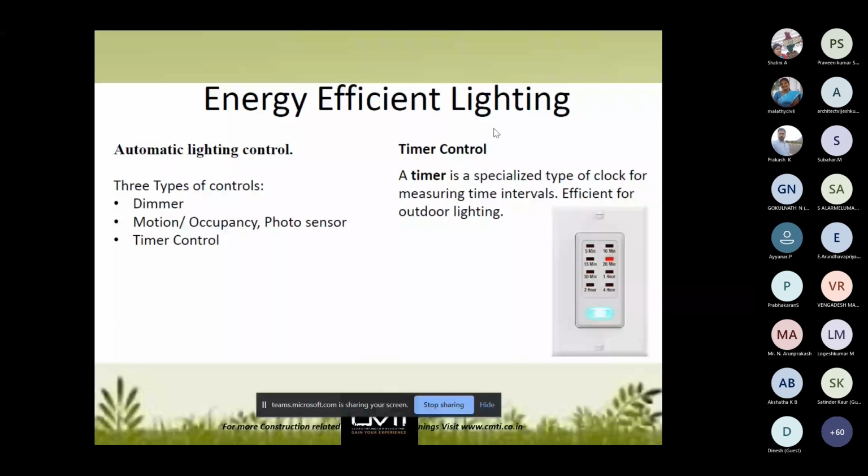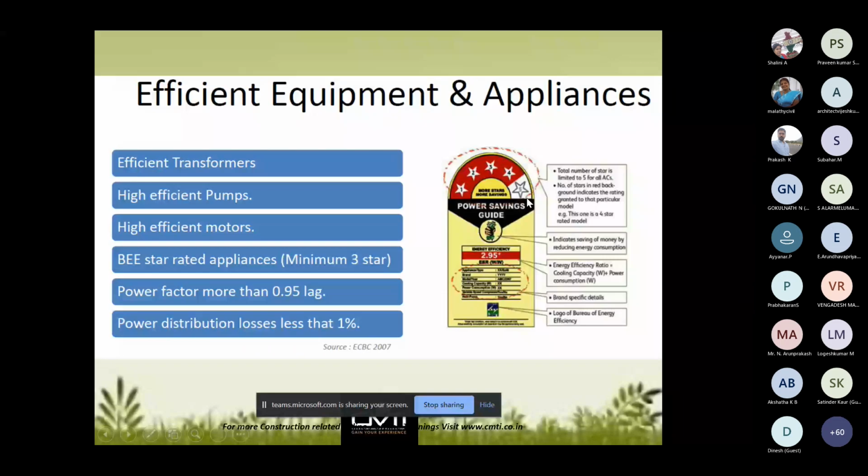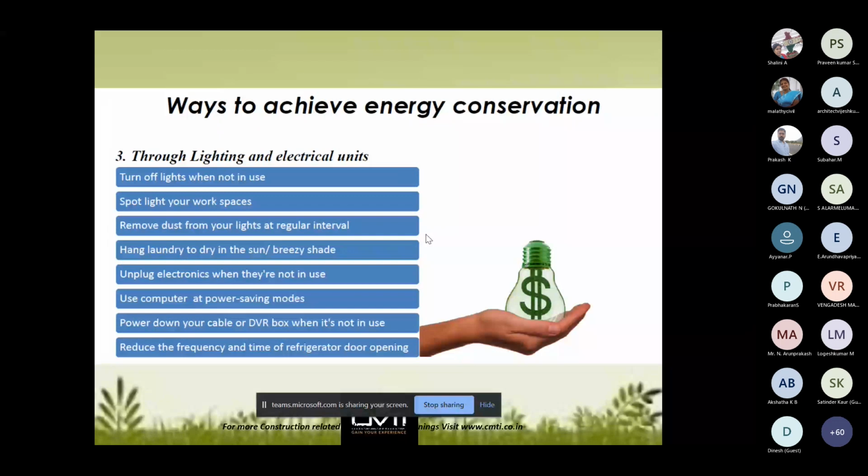With automatic light control, people in green buildings are encouraged to use high efficiency, high rated fixtures, so that you can reduce power usage. How to reduce it? These are basic things anyone can do. Turn off lights when not in use, and use spotlights for your workspaces instead of lighting everything. Regular energy audits will also help you.